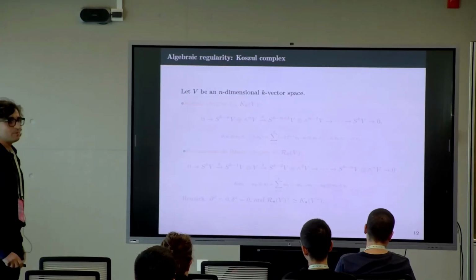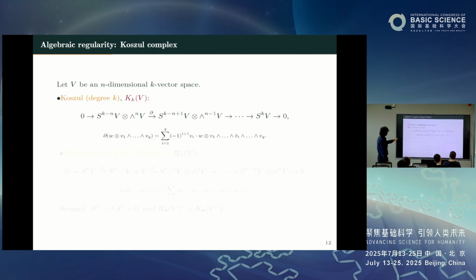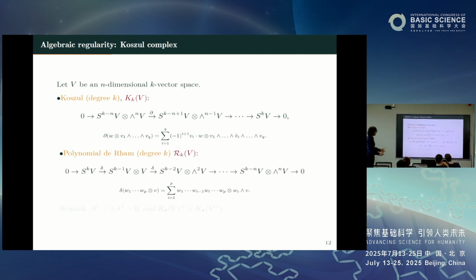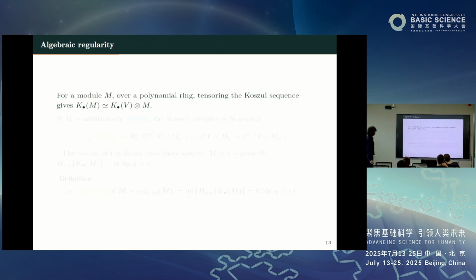Let's say V is some n-dimensional k-vector space. This is the definition of the Koszul complex for V. You can dualize it, and the dual is the polynomial de Rham complex. Of course, the de Rham complex and the Koszul complex are dual to each other. Now, if you have some module over a polynomial ring, which is given by the symmetric algebra of V, this vector space, you can also define the Koszul complex for these modules. Obviously, we define Koszul complexes for sheaves, bundles, everything.